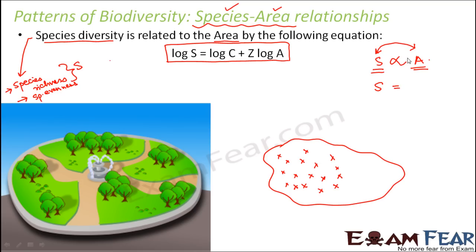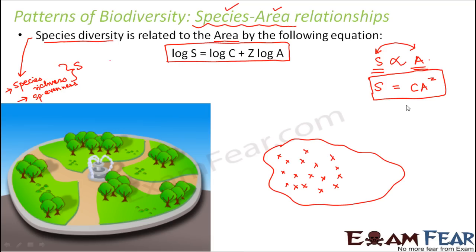Now whenever you convert the proportionality into equality, you need to give a constant. So that constant is C, and it has been observed that the relation between S and A is exponential. So this is S = CA^Z. This is the actual relation between species richness and the explored area. So what do we see here?